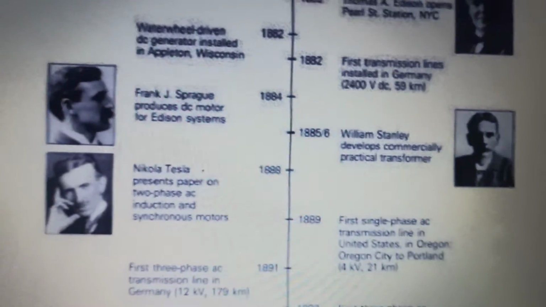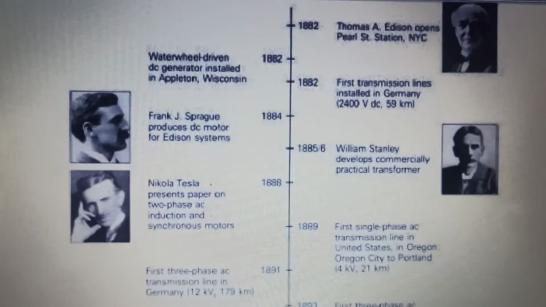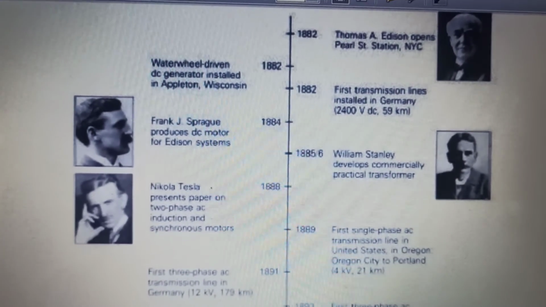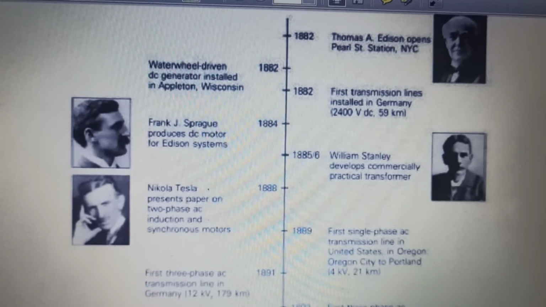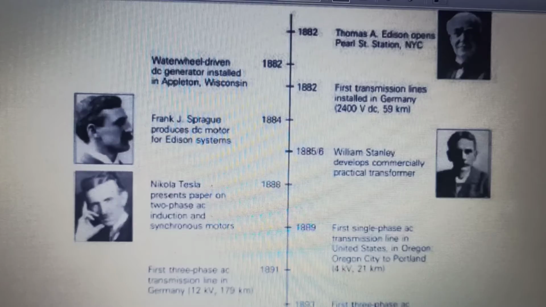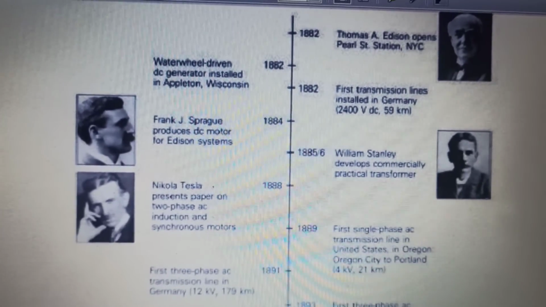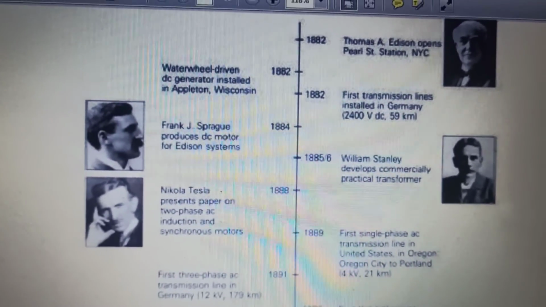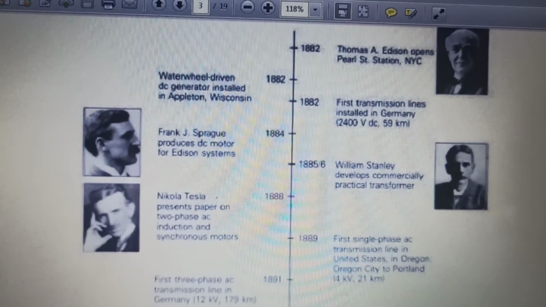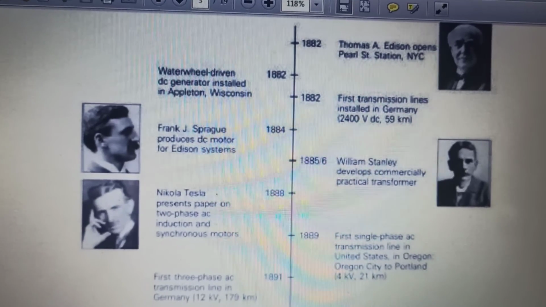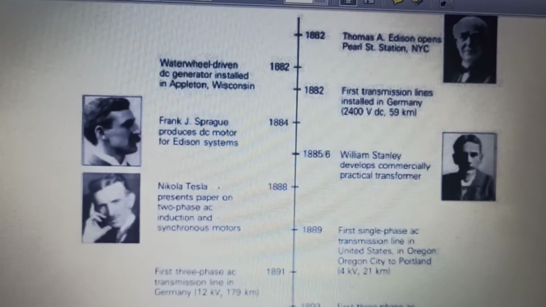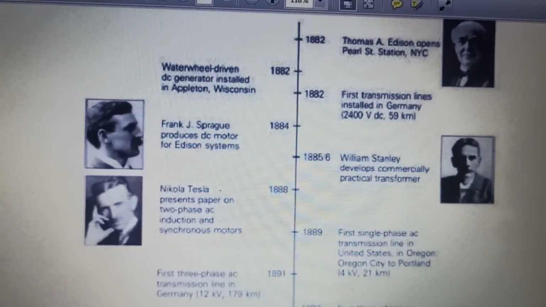So I would like to emphasize, I would like to revise this part, that evolution started in 1882 by respected Thomas Alva Edison. After that, a generator was installed in Appleton in the same year, and it was a DC generator. And DC transmission lines were made functional in Germany. After that, Sprague motors were developed. Stanley developed a transformer, and Tesla appeared on the picture.